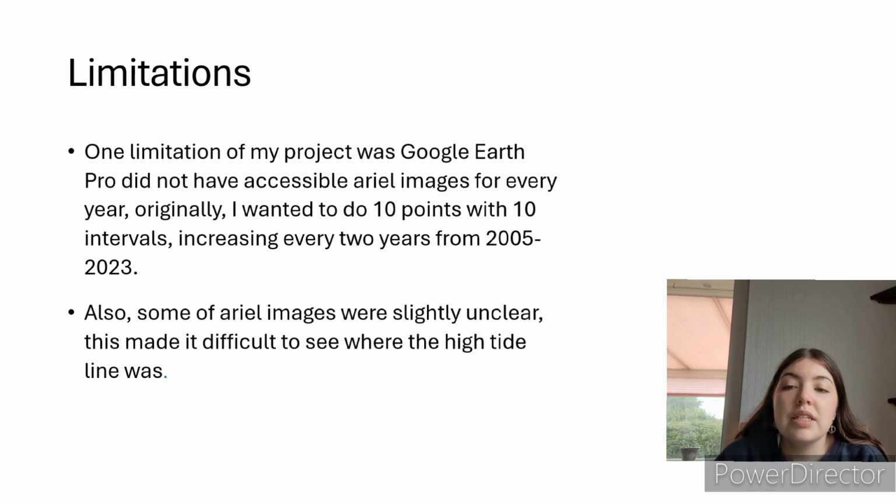Limitations. One limitation of my project was Google Earth Pro did not have accessible aerial images for every year. Originally, I wanted to do 10 points with 10 intervals increasing every 2 years from 2005 to 2023. Further, some of the aerial images were slightly unclear. This made it difficult for me to see where the high tide line was.